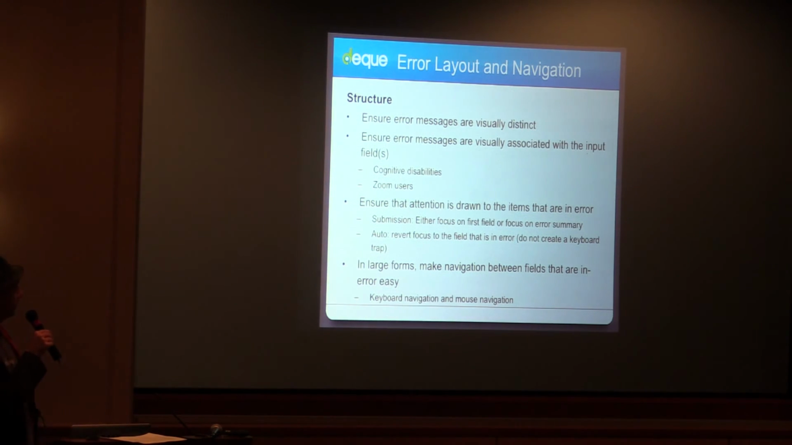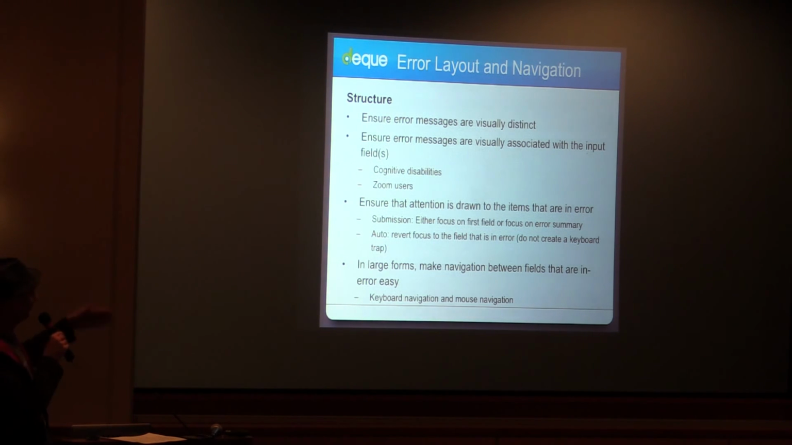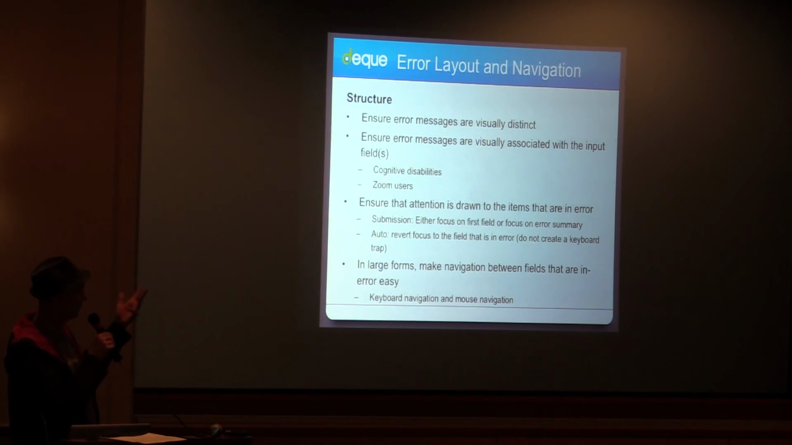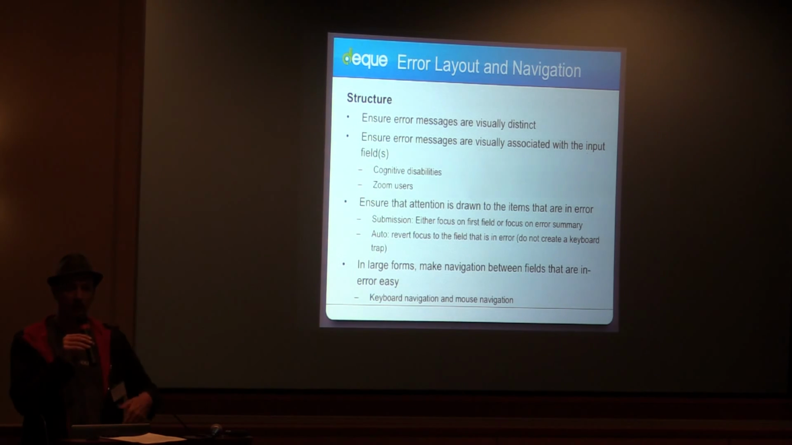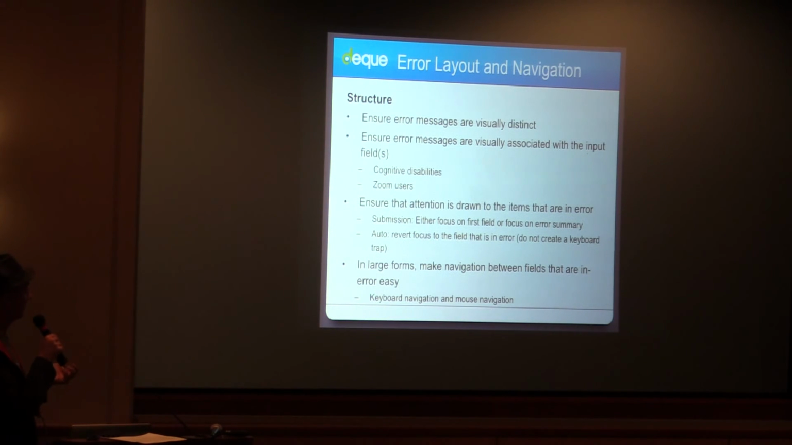Ensure that error messages are visually distinct. I shouldn't have to guess at whether or not something's an error message when validation occurs. And ensure that the error messages are visually associated with the input fields. Once again, we've seen the ZoomText users, and cognitive disability is also an issue. Ensure that you draw attention to the errors. If you've got a big long form, it shouldn't take me half an hour to find the one field that has an error, so draw attention to it.